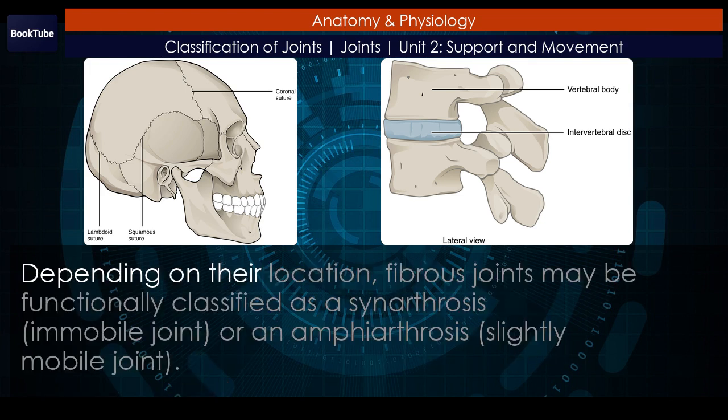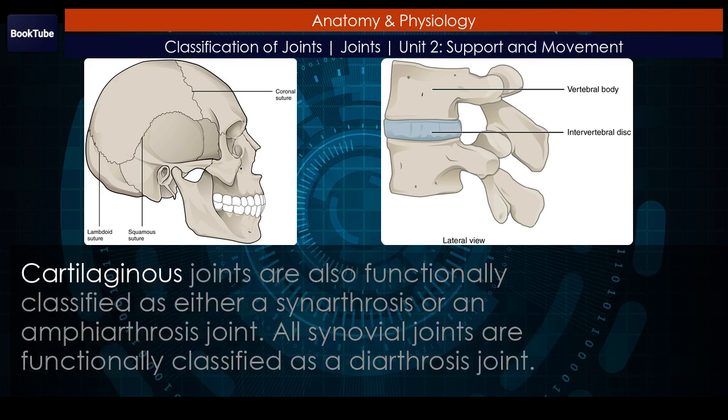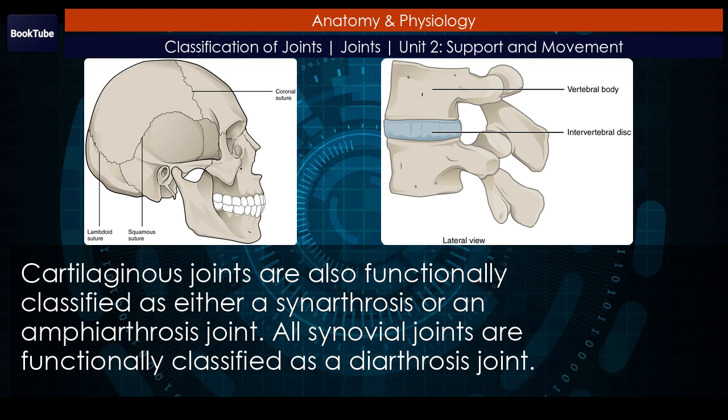Depending on their location, fibrous joints may be functionally classified as a synarthrosis, immobile joint, or an amphiarthrosis, slightly mobile joint. Cartilaginous joints are also functionally classified as either a synarthrosis or an amphiarthrosis joint. All synovial joints are functionally classified as a diarthrosis joint.